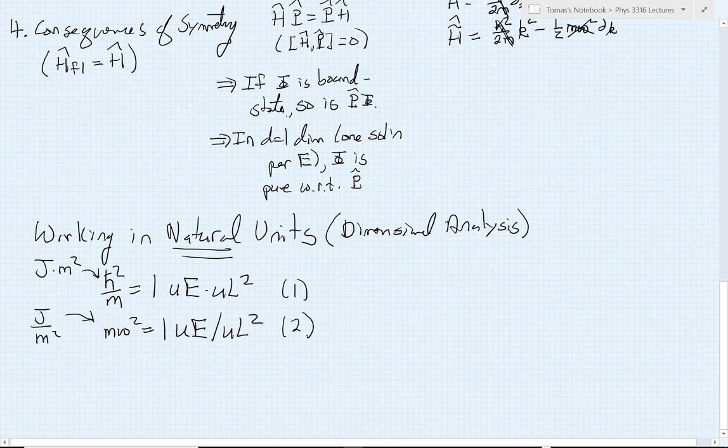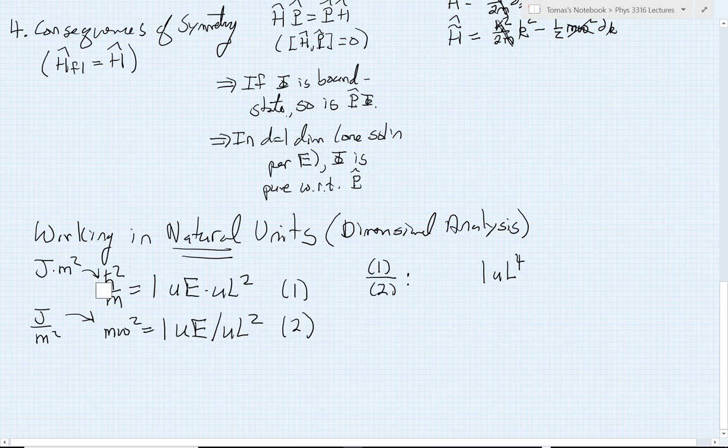So for example, if I take equation 1 and I divide it by equation 2, that will turn out very naturally for me because on the right-hand side, if I divide these two things, the unit energies will cancel and I will be left with 1 unit length then to the 4th power, right?